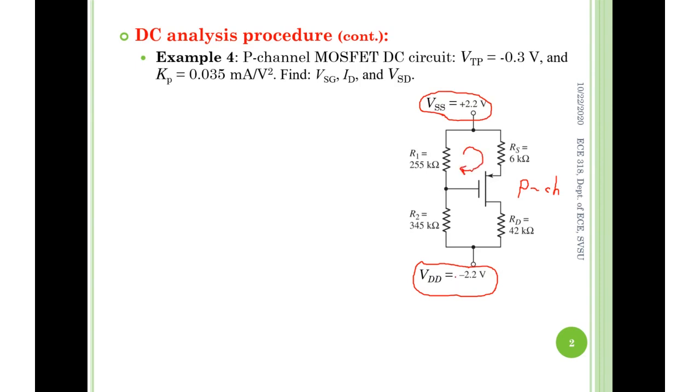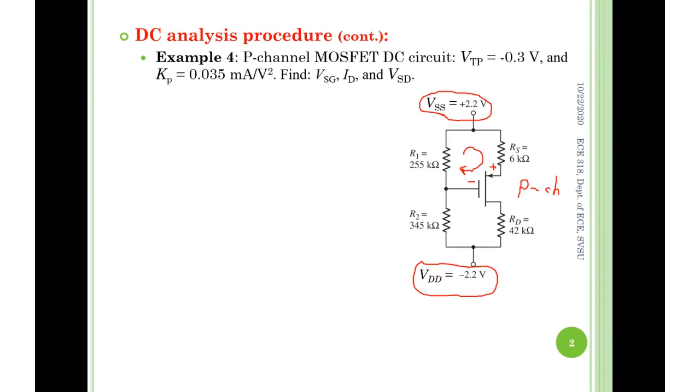So you're writing KVL inside this loop rather than the bottom loop here, because the bottom is not the loop containing VSG. The upper loop contains VSG, from source to gate. This is the VSG. So this is also very, very important.